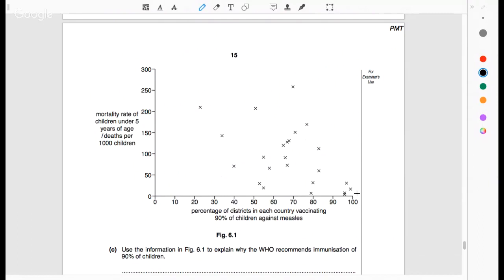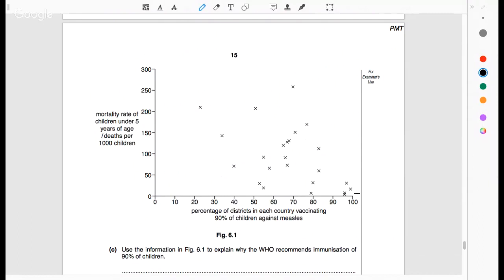Okay, so if you say under 90%, there's a wide variation in death rates. Whilst that's 1 mark, whilst over 90%, the death rates are very low. And if you go on to quote it, so like under 50 deaths per 1,000 children, then you can pick up another couple marks.